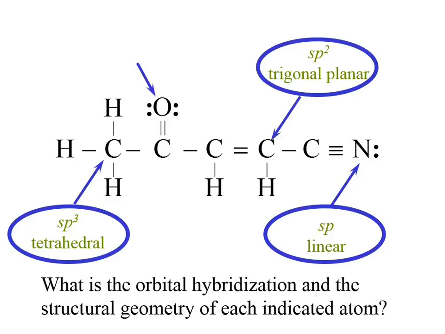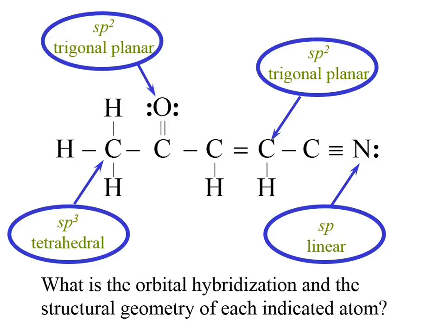And then the last one, how about that oxygen? How many sigma bonds? 1 sigma bond. And how many pairs of lone pair electrons? 2. So 1 plus 2 is 3. So what do you think? What's its hybridization? Yep, SP2. It's the same as this one. Yep, you got it.